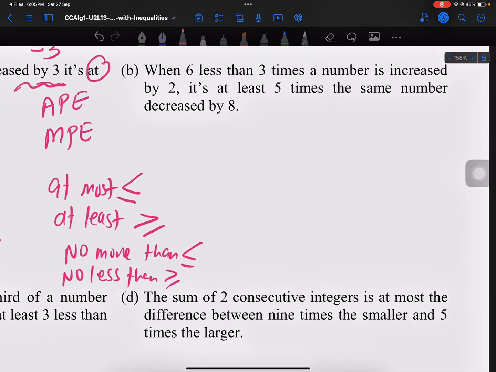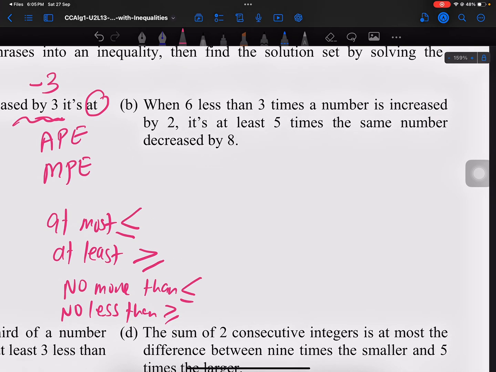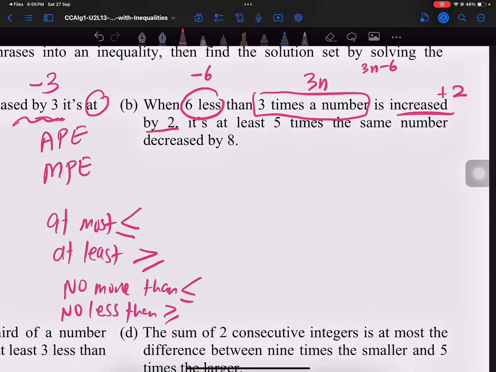B, when 6 less 3 times a number. 3 times a number, this one means 3n. 6 less meaning minus 6. So we will have 3n minus 6 is increased by 2. Increased by 2 is plus 2. It's at least. At least will be greater than or equal to 5 times, meaning 5n.